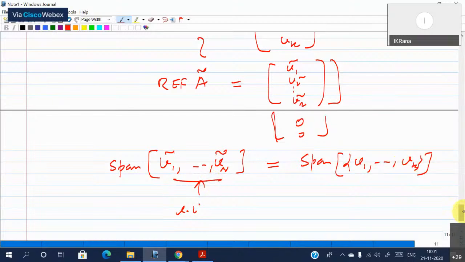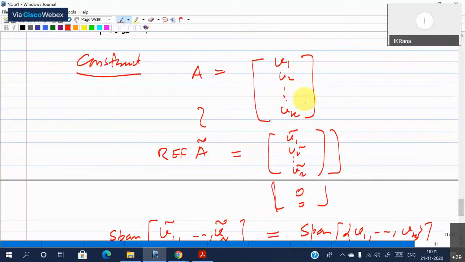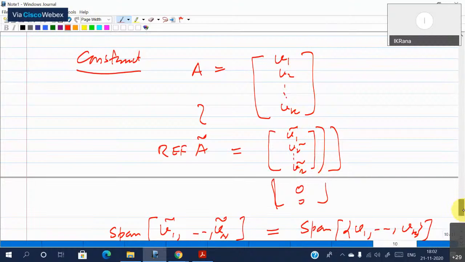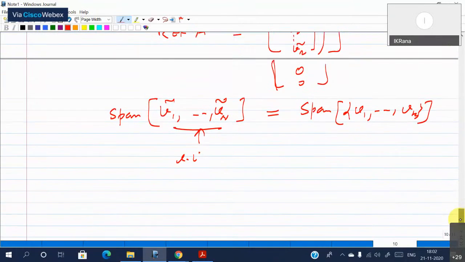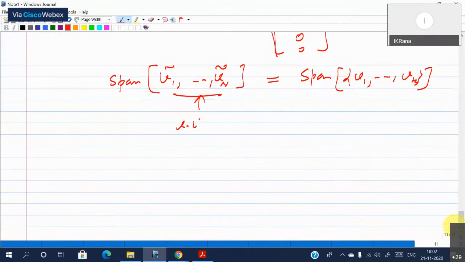So to find a basis for the span of a given set of vectors, form a matrix with these as the row vectors, reduce it to row equivalent form. The non-zero rows will give you a basis for the span of it. Okay. Your vectors would have changed, but you have gotten a basis.